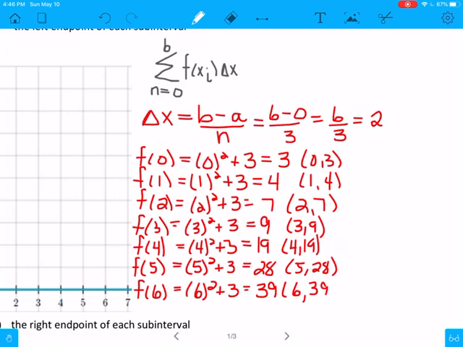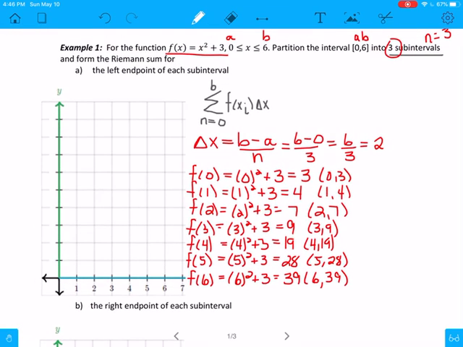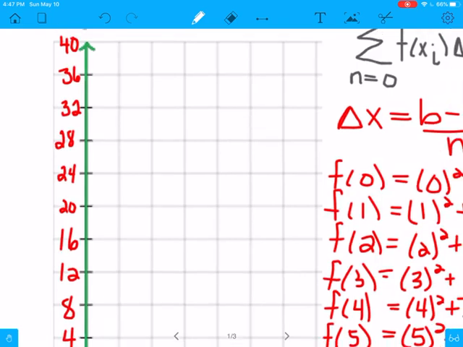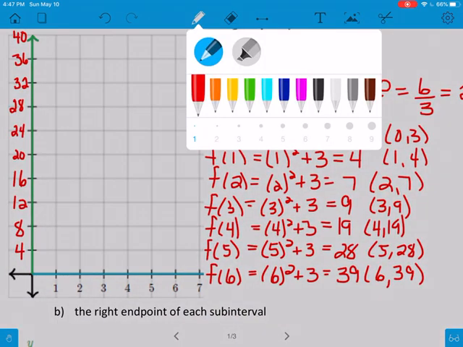So I'm going to plot those. Now I need to get to a y of 36, and I have 1, 2, 3, 4, 5, 6, 7, 8, 9, 10 lines, so I'm going to make them each worth 4. So I'm going to go 4, 8, 12, 16, 20, 24, 28, 32, 36, and 40. Okay, so I'm going to plot these coordinates in black.